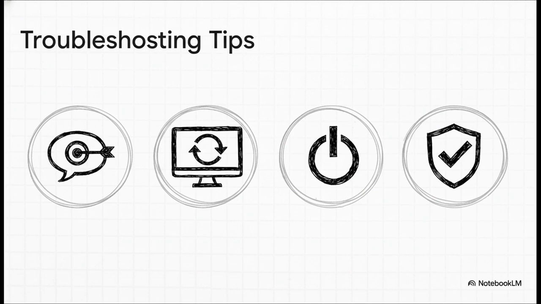Now, if you happen to run into any issues, here are a few quick things to try. First, be super specific with what you ask it to do. Starting your prompt with something like "use computer use to" tells it exactly what tool you want it to use. Also, double-check that your app is up to date.